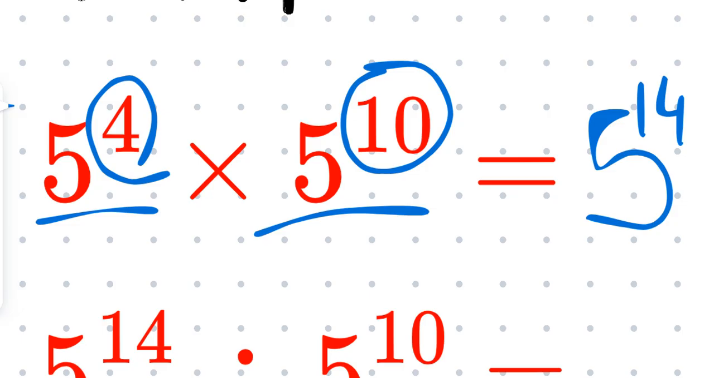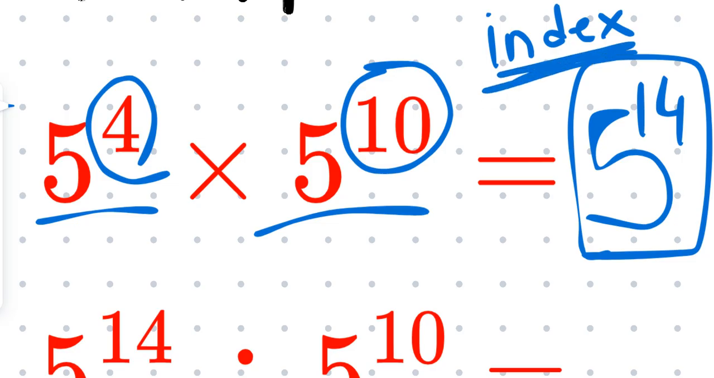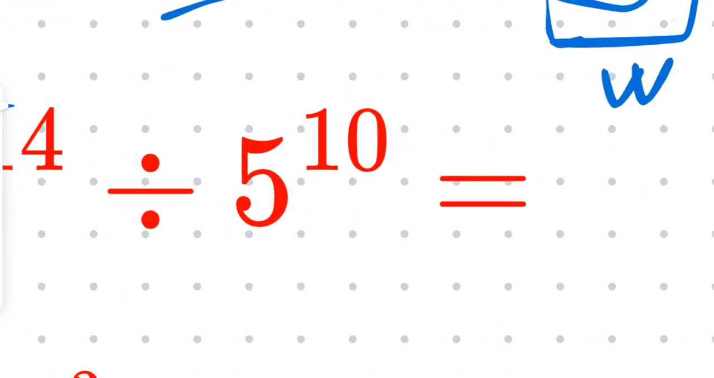Now my students sometimes ask me, oh, but do we have to find the actual value of 5 to the power of 14? No, we leave it in this form. Sometimes in your exam questions you will see that the question says, write this in index form. This is what they mean basically by index form. That's it, we are done.